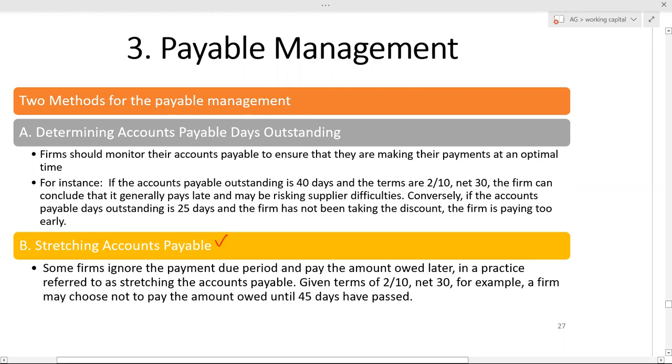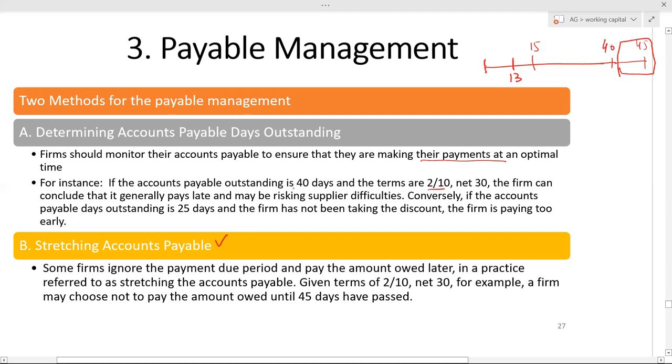So let's say first one, we need to determine. Firms should monitor their account payables to ensure that they are making their payments at an optimal time. So it means that if, let's say, the total duration period, you are the customer now, right? If you're paying it on 14th day or 13th day, so it means you are paying early, no need to do that, right? And if you're paying too late, so it could spoil your relationship with the supplier.